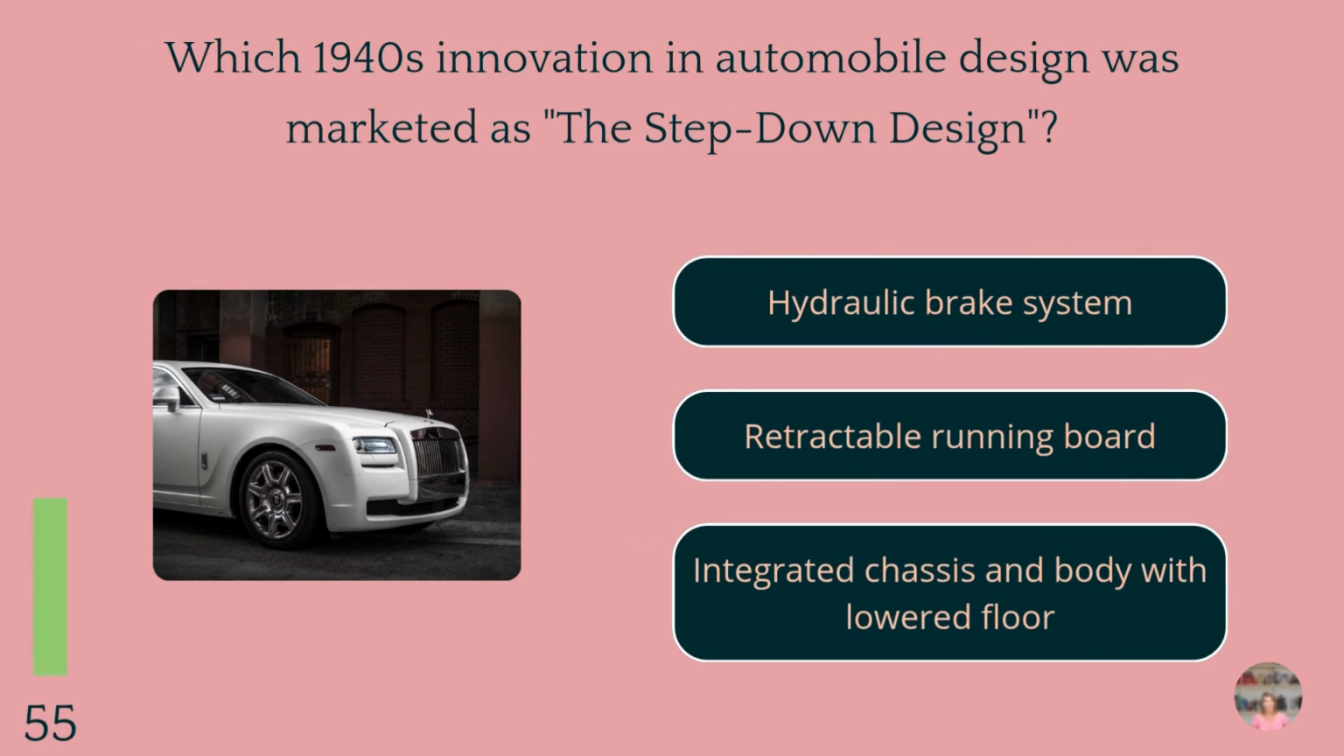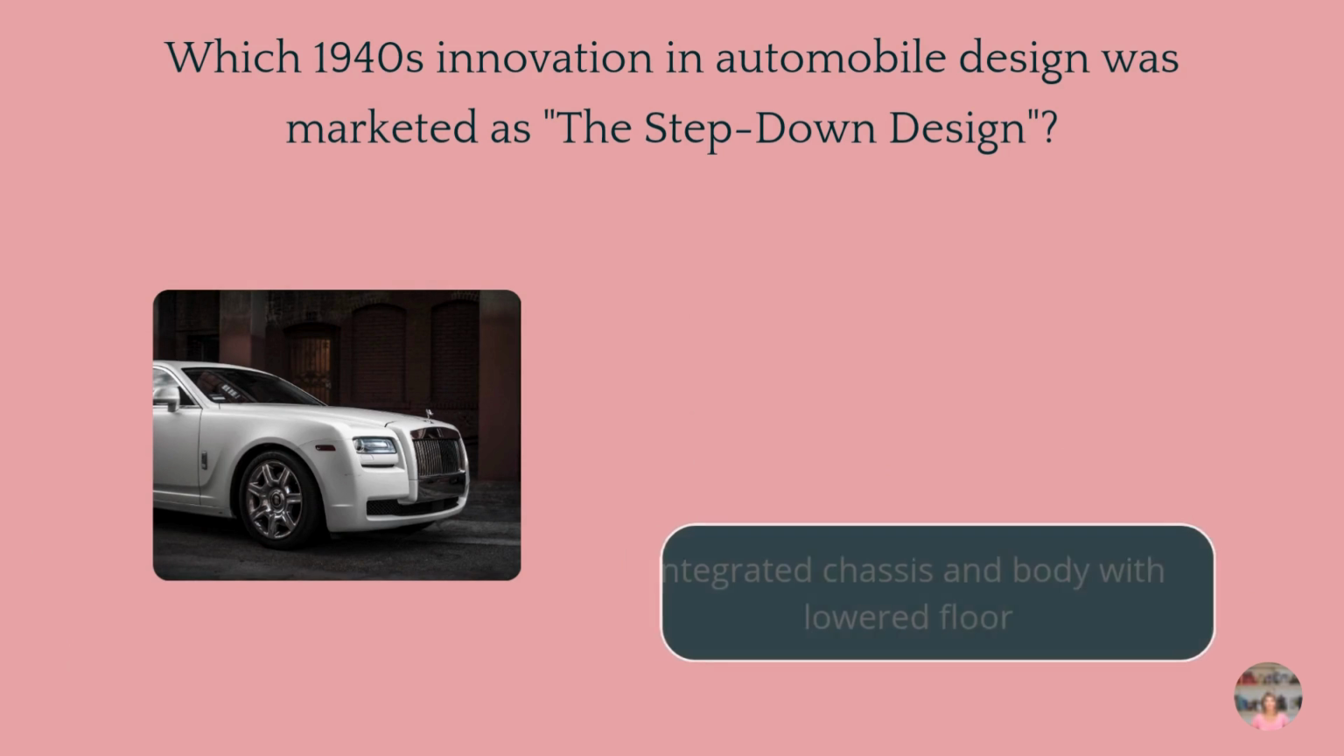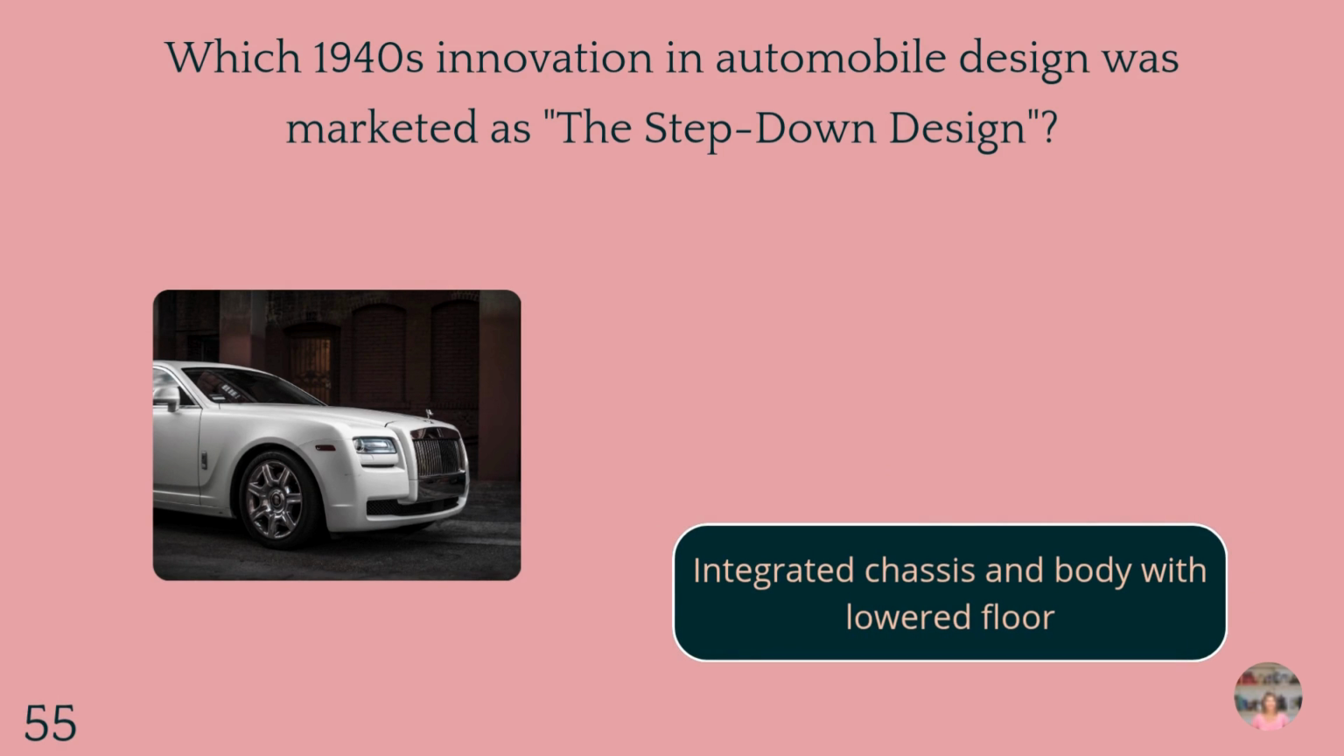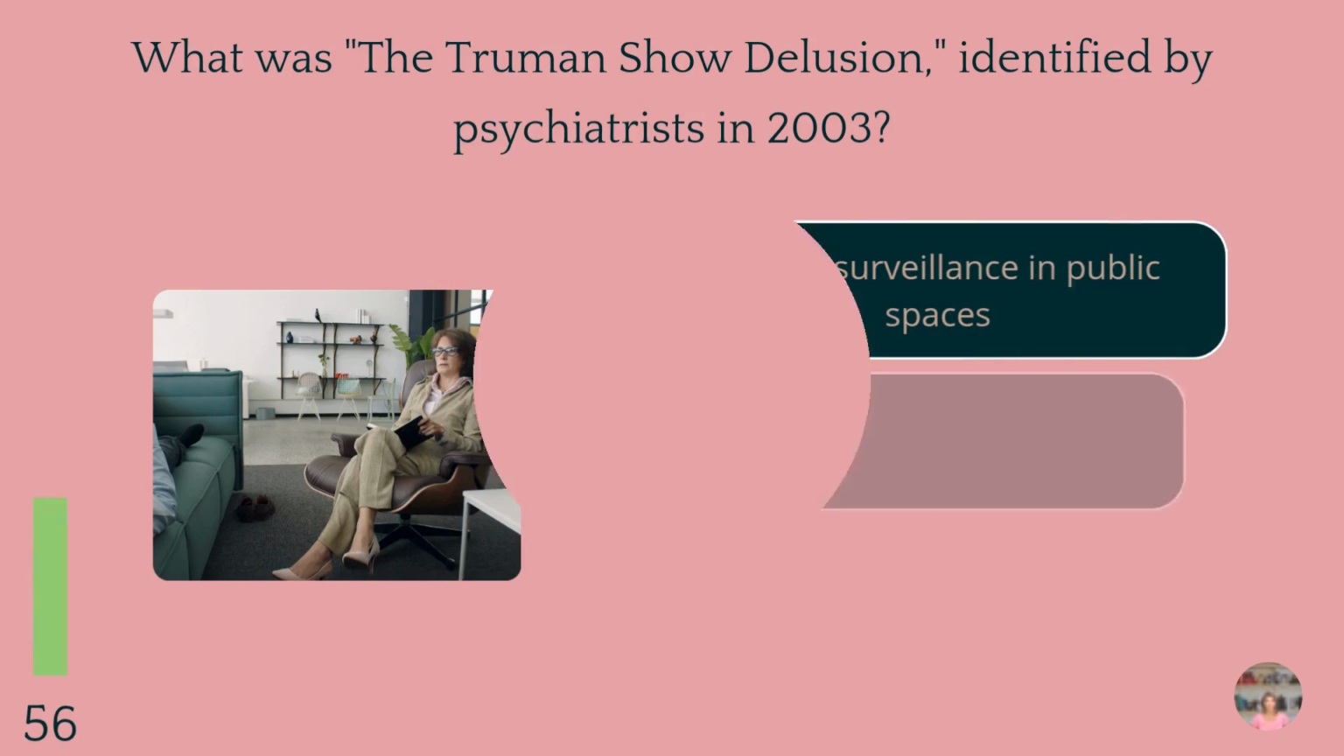Which 1940s innovation in automobile design was marketed as the step-down design? Hydraulic brake system, retractable running board, or integrated chassis and body with lowered floor? Integrated chassis and body with lowered floor.